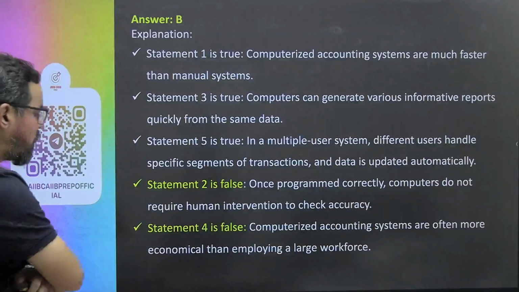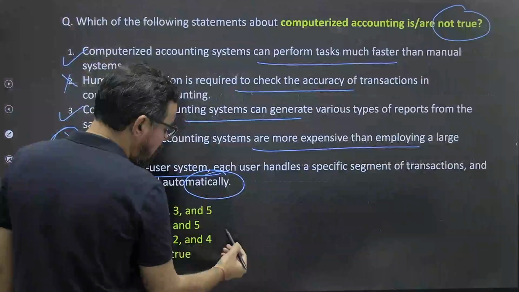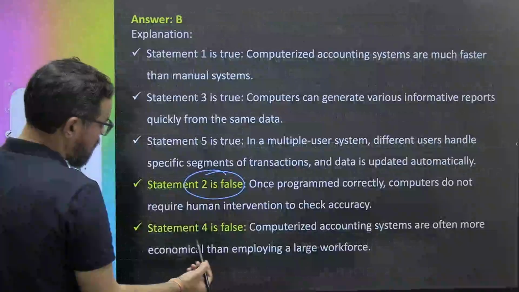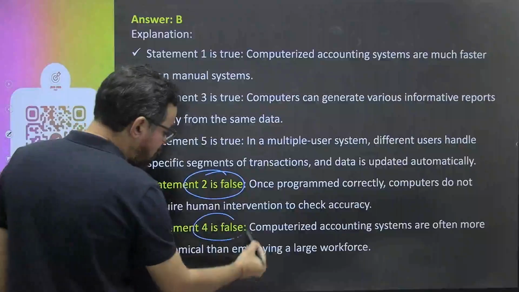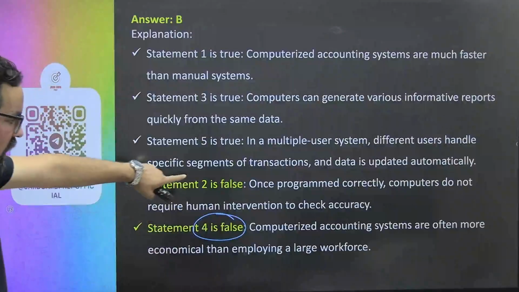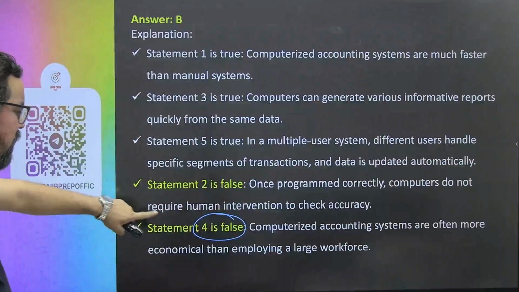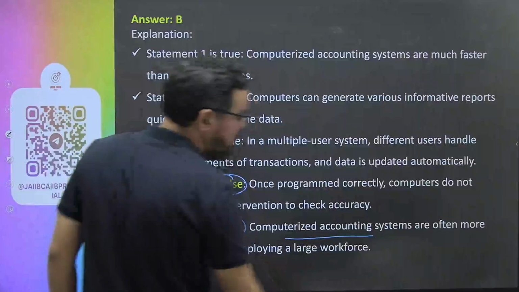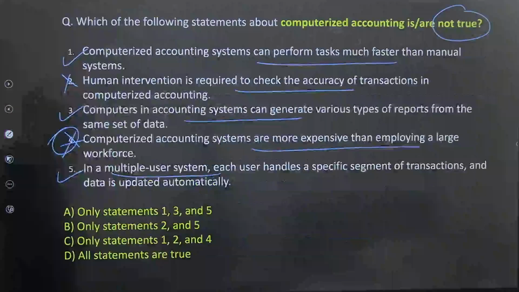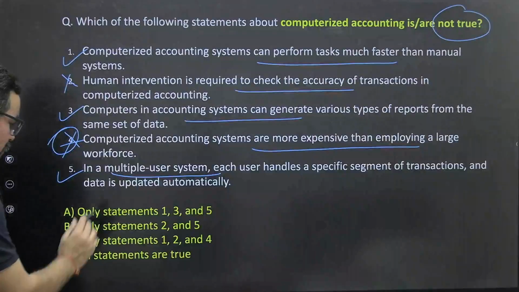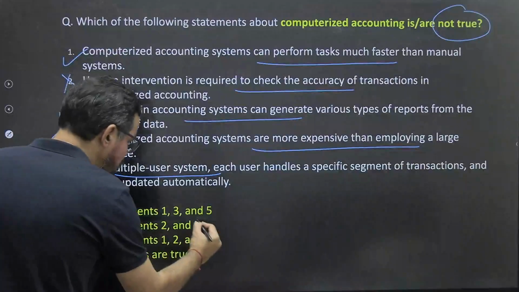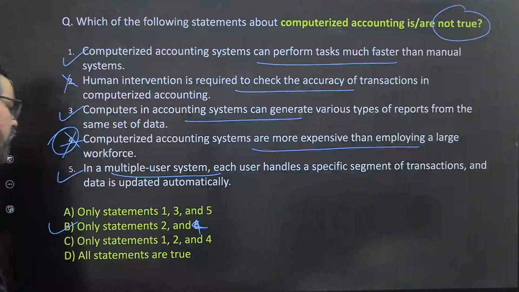So 2 and 4 means statement 2 is wrong, statement 4 is false. Correct? Our answer is right. Once programmed correctly, computer do not record this human intervention. And statement 4, computerized accounting system are often more economical if compared to the people, right? So 2 and 4. The options are itself wrong. If we make option B right, we have to change this particular one to 4. So that is the one.